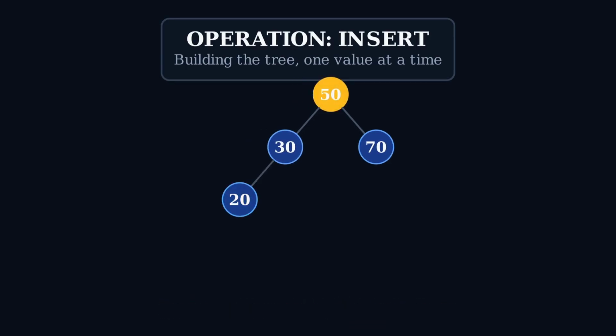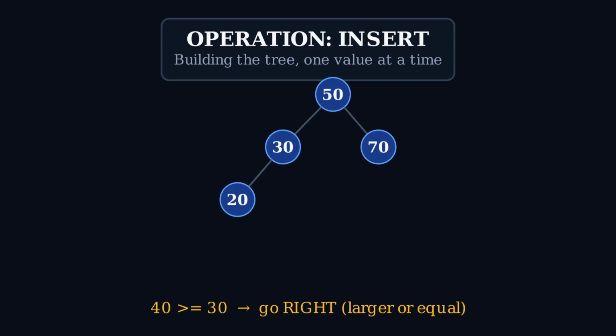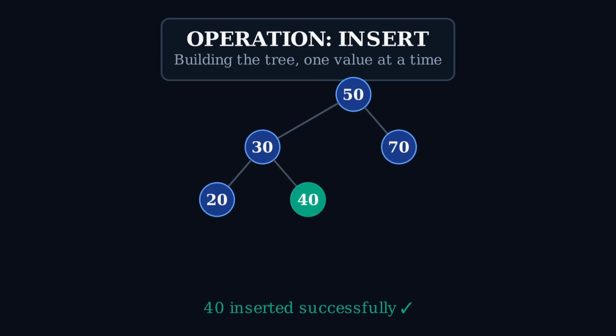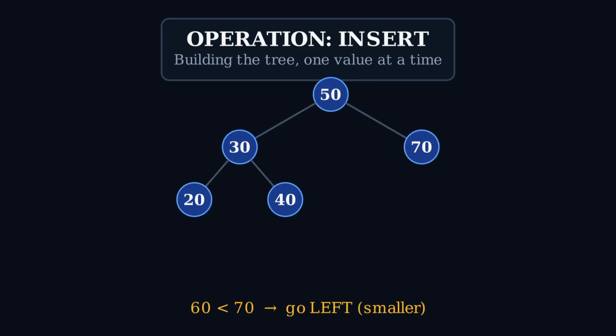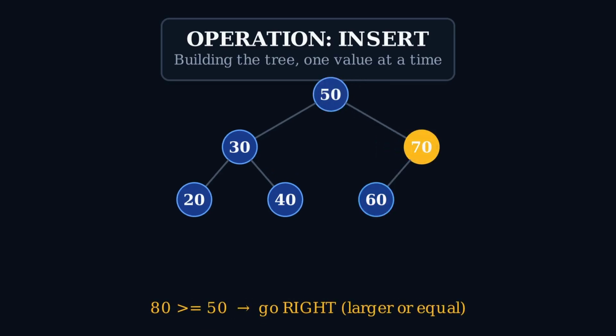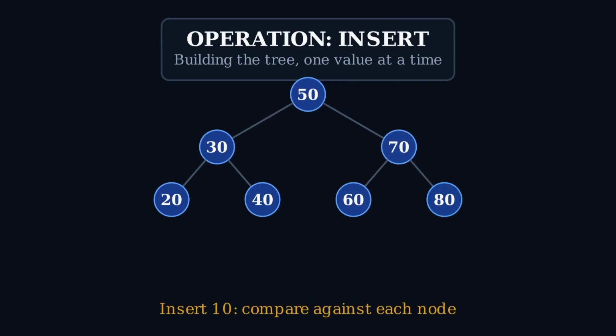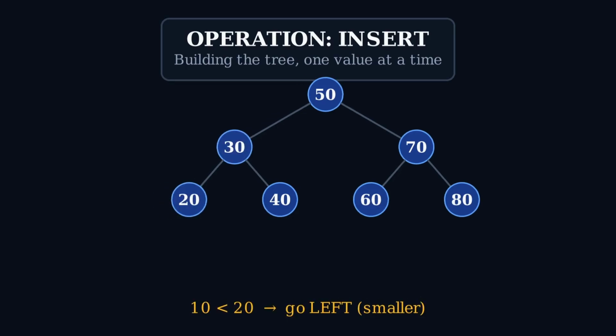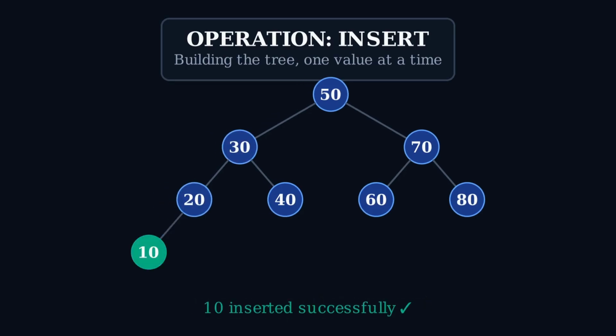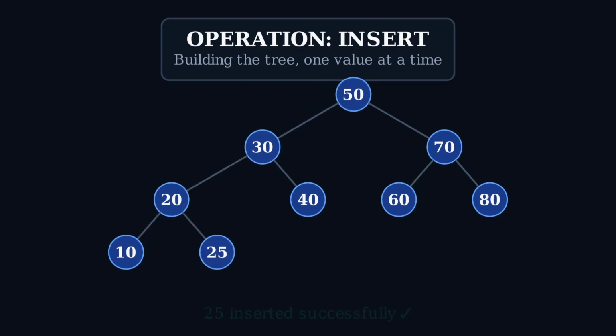A binary search tree, or BST, has one simple rule. For every node, values in the left subtree are smaller and values in the right subtree are larger. Because of this rule, searching takes O(log n) on average. At each step, you eliminate about half of the remaining nodes. But if the tree becomes unbalanced, a BST degrades to O(n). That's why we use self-balancing trees.